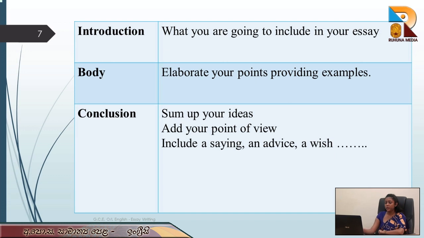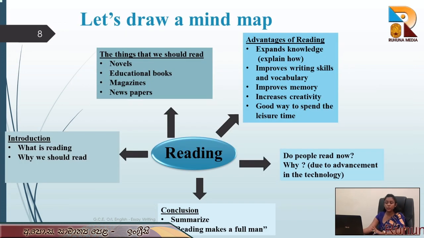So that is how you have to end your essay, right? I hope that this is clear for you, and I told you that I'm going to show you how you can draw a mind map, right? So here, this is a mind map based on the topic value of reading. You can see in the middle there's the topic and here there are a few branches, right? Here you have the introductory paragraph and here you have the conclusion, and for the body, I have included three paragraphs, right?